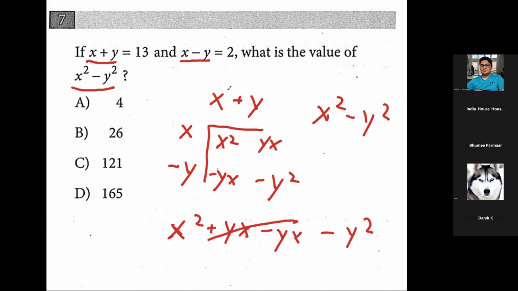So all we did was just multiply x plus y and x minus y. So we can do the same thing with the answers. So we just take 13 and multiply it by 2, which gets us an answer of 26, which is the correct answer.